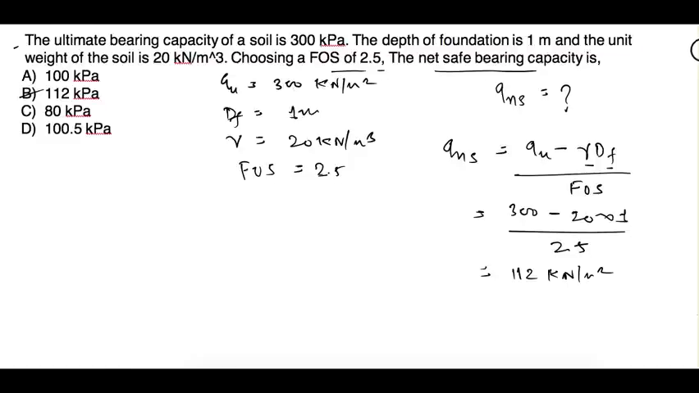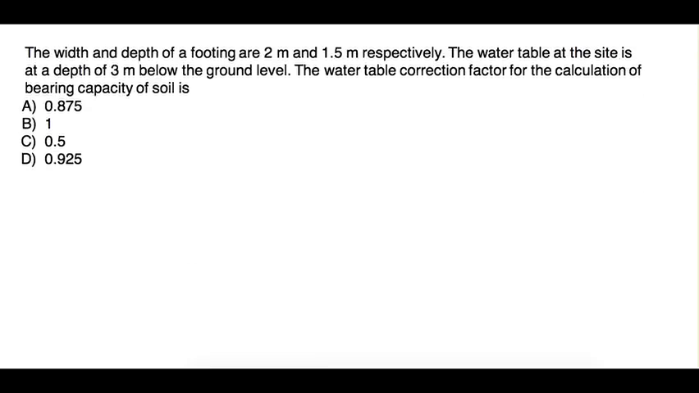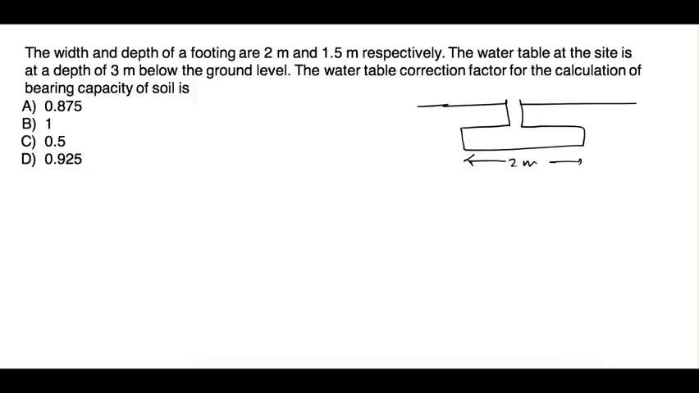Now after that, the next one is: the width and depth of a footing are 2 meter and 1.5 meter respectively. This is the footing, and here width is given as 2 meter and the depth is 1.5 meter. The water table at the site is at a depth of 3 meter below the ground level. This is the ground level, and from here the water table is at 3 meter.